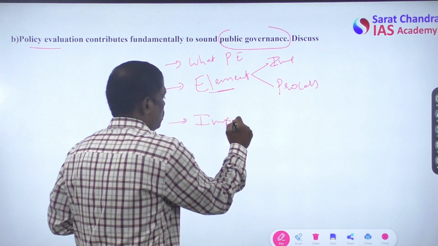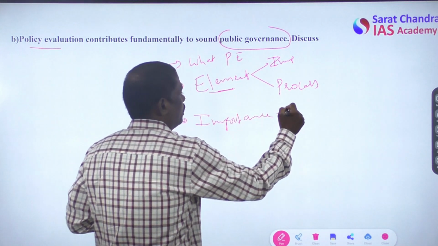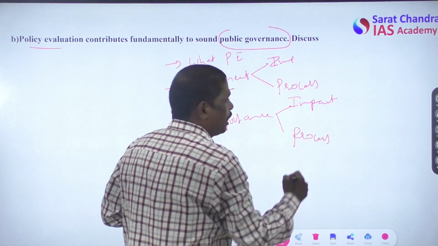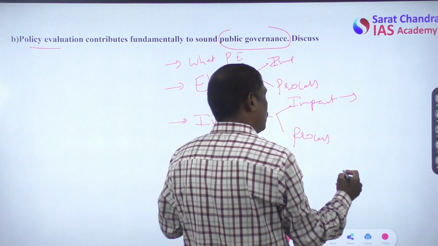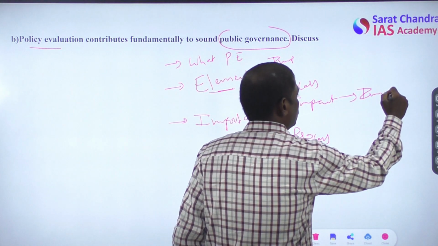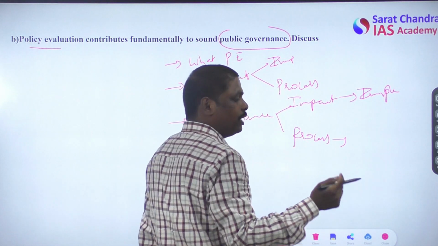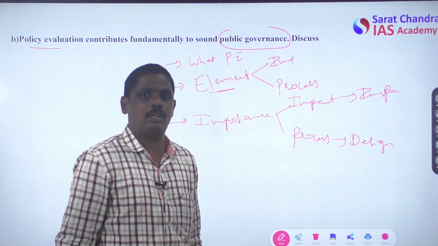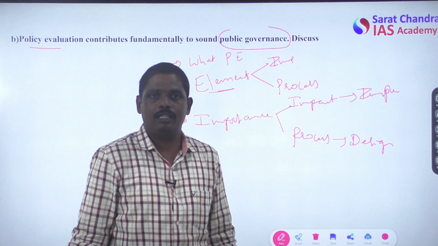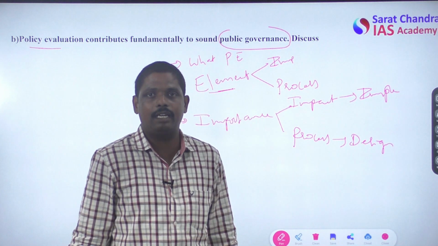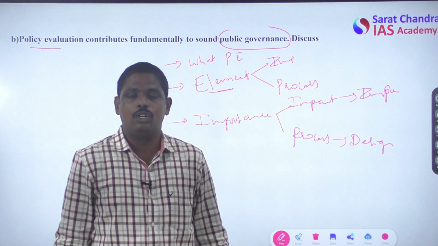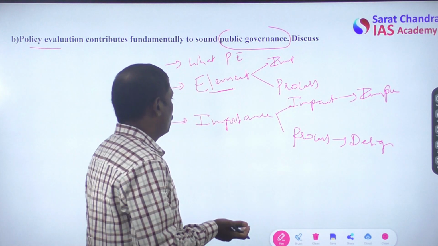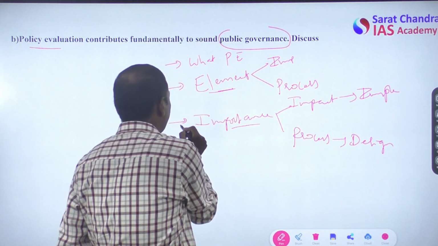So importance of impact evaluation and importance of process evaluation. This impact evaluation will help to improve the implementation process, whereas process evaluation will help in policy design, in designing rational public policies, in formulating the best policies, in improving policy education. So policy formulation, policy education, as well as policy implementation. So talk about the importance of these; this should be the crux of the answer.